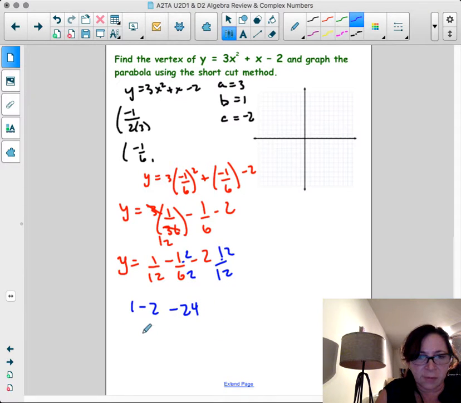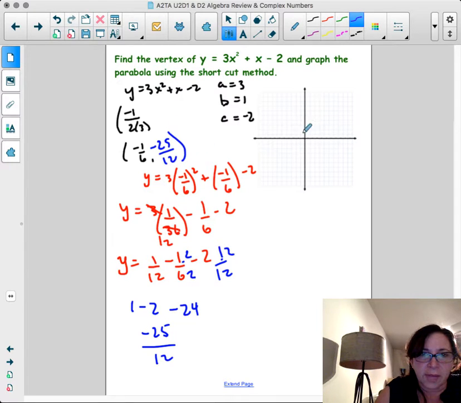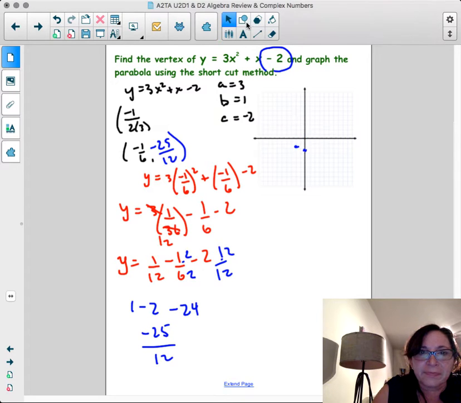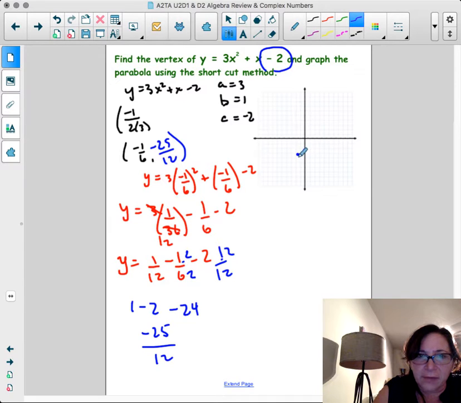And so what is that? Negative 25 over 12. So that value is my y coordinate for the vertex. So negative 1/6, negative 2 and 1/12. So that's about right here. And I know my y-intercept is negative 2. So this value here, that's my vertex. There we go.